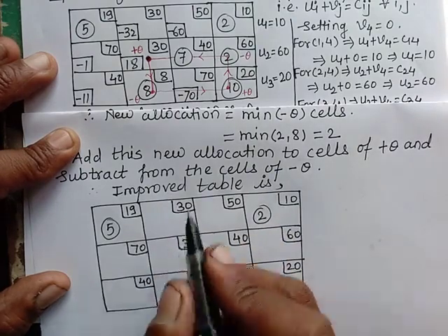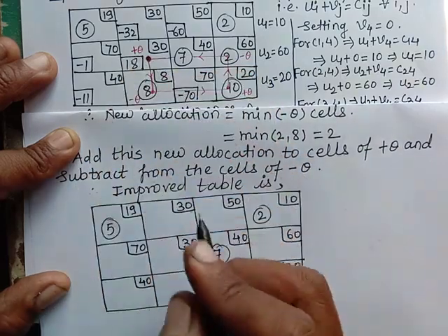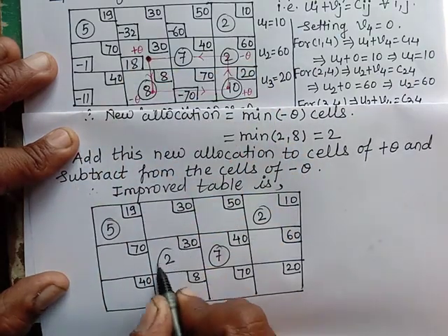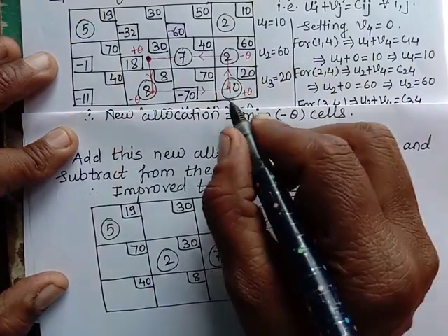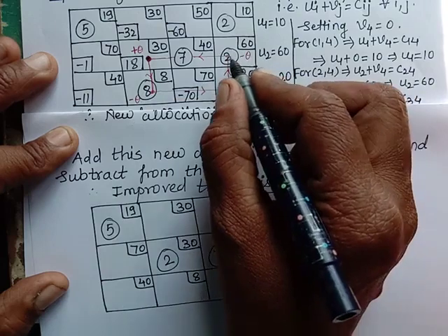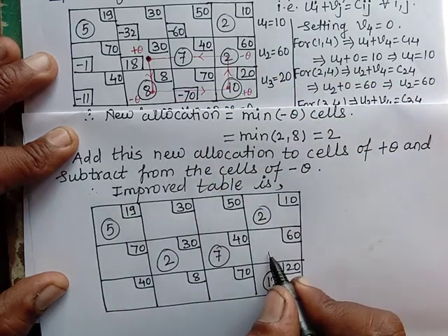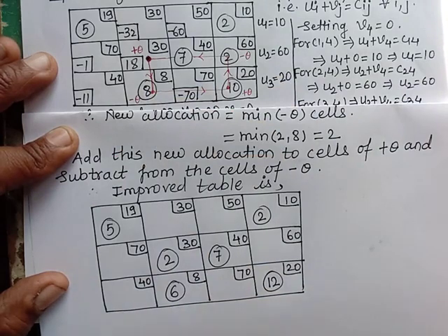Now I have to add 2 at the plus theta position, so I will write 2 here, and here it will become 12, adding it. Now we have to subtract from the minus theta cell, so here there will be no allocation. Now here this 8 minus 2 will become 6. So as such our allocation will become now.